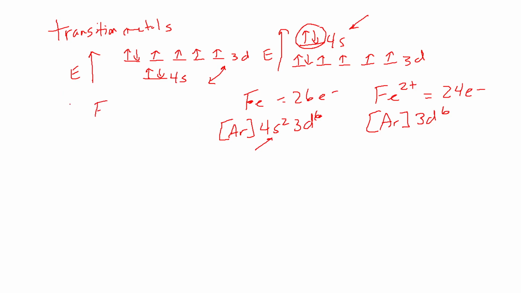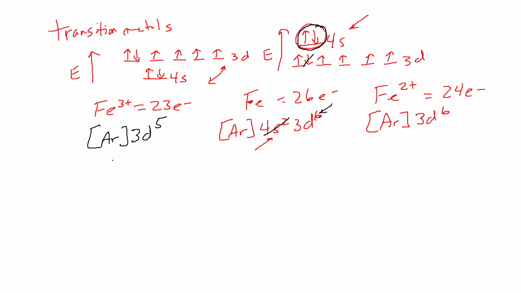Now, what happens if iron actually had a +3 charge? Well, it would then have 23 electrons. What's going to happen in that case? It is still going to get rid of these guys first, but that's only 2 electrons. Then it needs to go into the d orbitals and get rid of an electron, giving us argon 3d5.